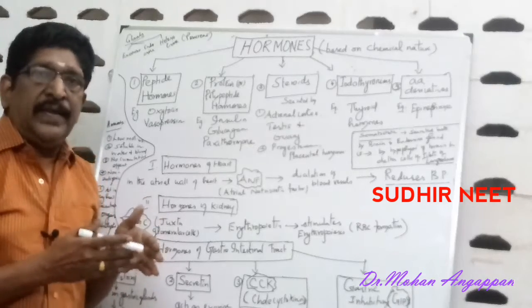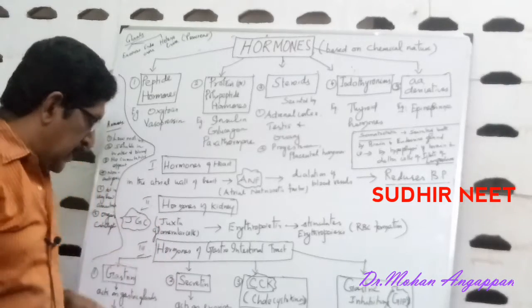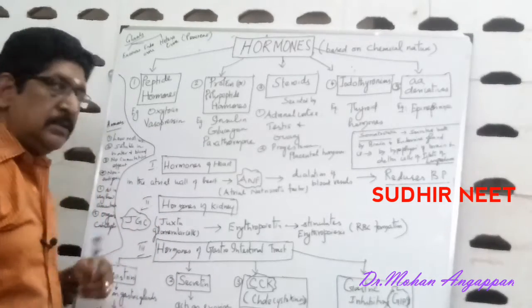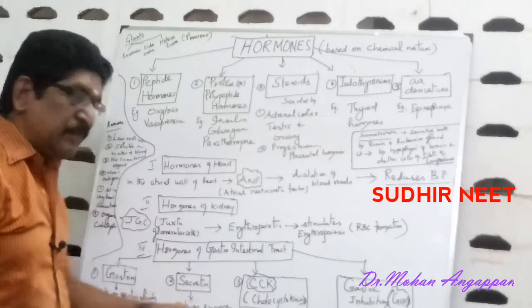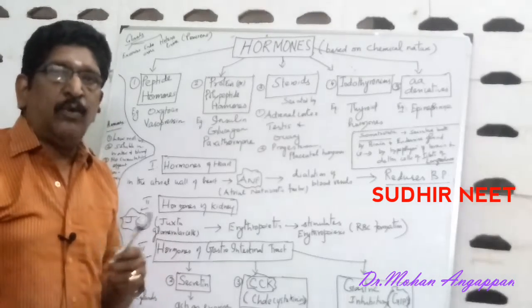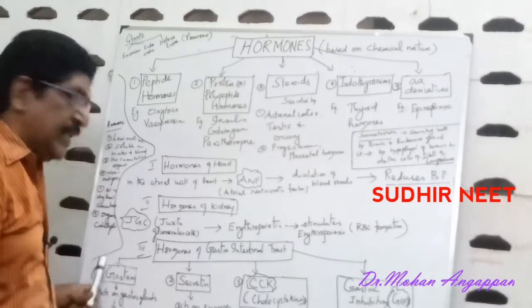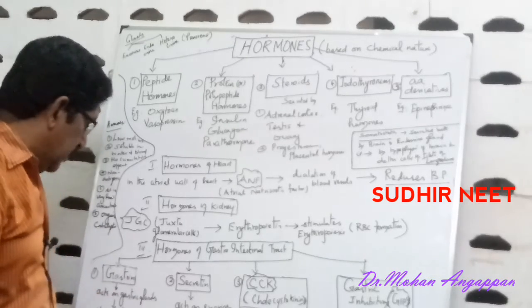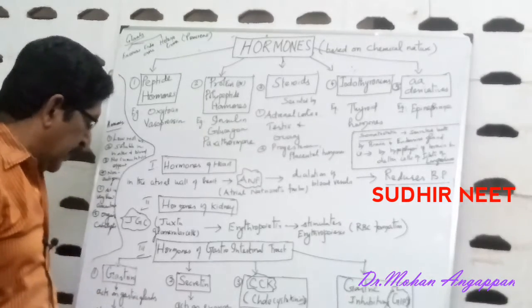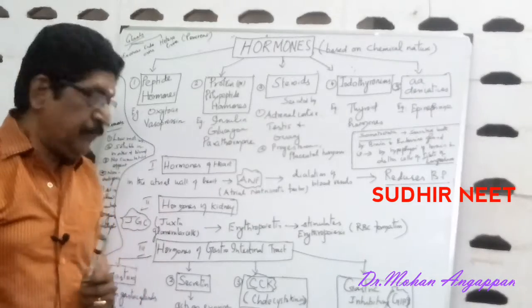Acidic medium is very important for the action of the pepsinogen, to convert the pepsinogen into pepsin. The protein enzyme acts only in the acidic medium. So this hormone gastrin is responsible for the stimulation of hydrochloric acid and pepsinogen.